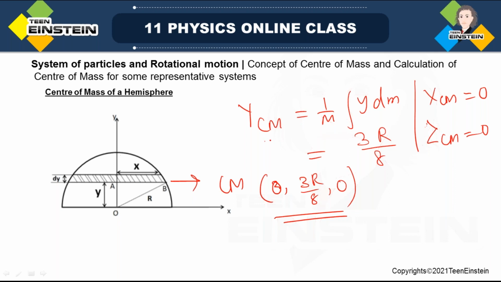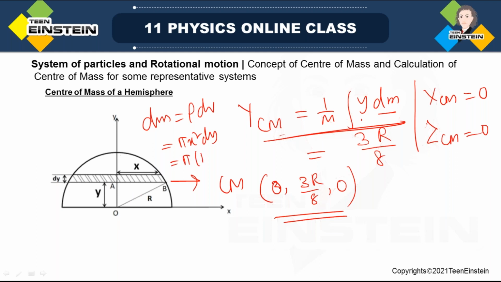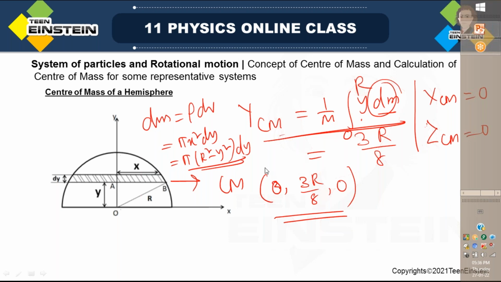I'll just brief it out a little bit. We had to do this integration. We had just taken an element at y distance away. So I had to write dm. dm is rho into dv. dv is pi x square into dy, and x square we found from here as r square minus y square. This was the elementary mass, we put it here, and then we did the integration with the proper limit. y has a limit from 0 to r. By doing that we got the center of mass for this hemispherical object.